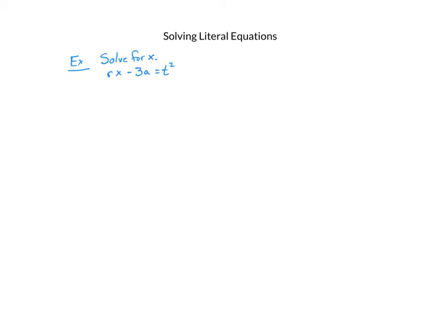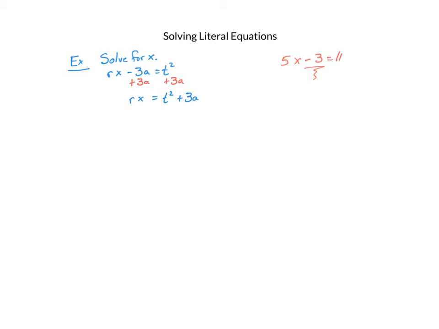So we're going to treat it like any other equation, just like I would if I had an equation that looked like this. If I had 5x minus 3 equals 11, you know you would add 3 to both sides first to help isolate the x. So similarly on this problem, I'm going to add 3a to both sides. And when I do that, my equation becomes Rx equals t squared plus 3a.